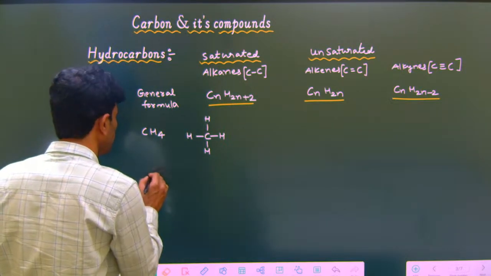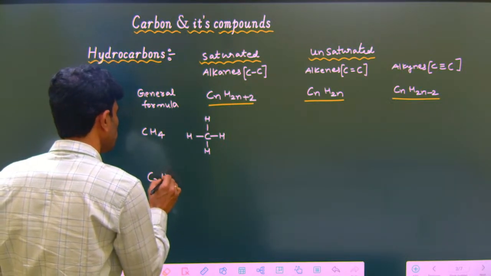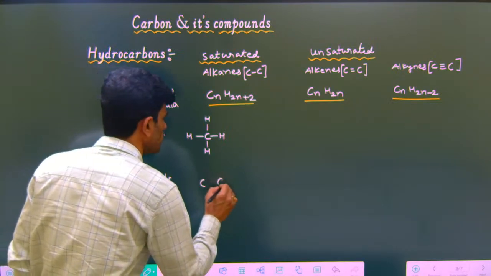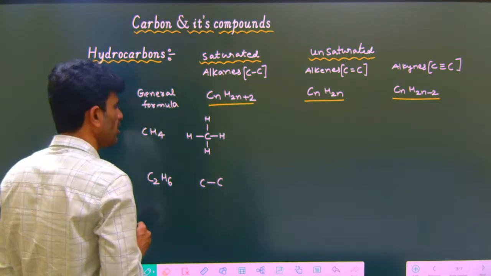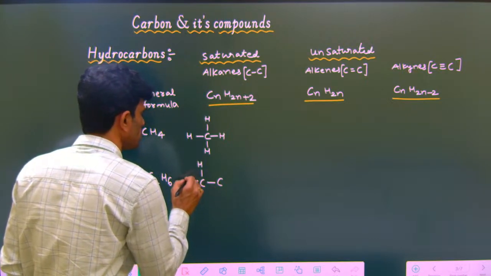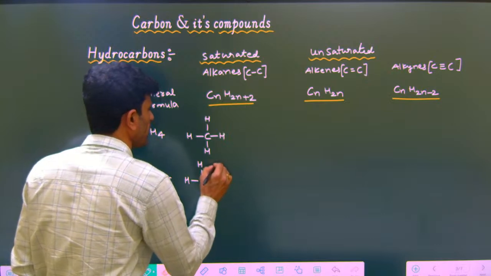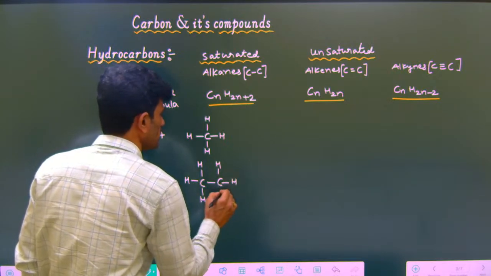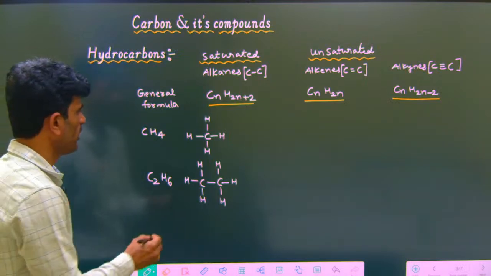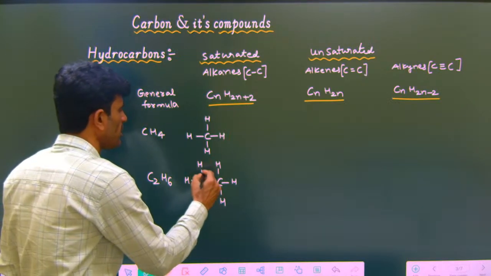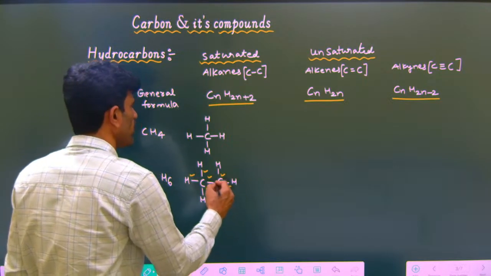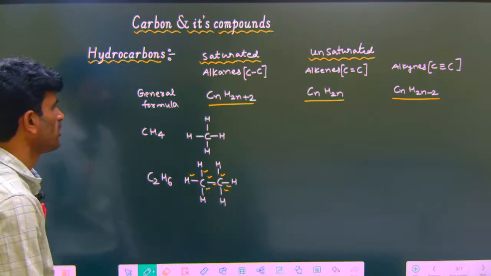Now ethane. C2H6. Ethane means how many carbons? 2 carbons will be there, with a single covalent bond between carbon and carbon. On the first carbon we can have 3 hydrogens. On the second carbon also we can have 3 hydrogens. This is the structure of ethane, where on the first carbon you have 4 covalent bonds: 1, 2, 3, 4. On the second carbon also you will be having 4 covalent bonds. So this is ethane.